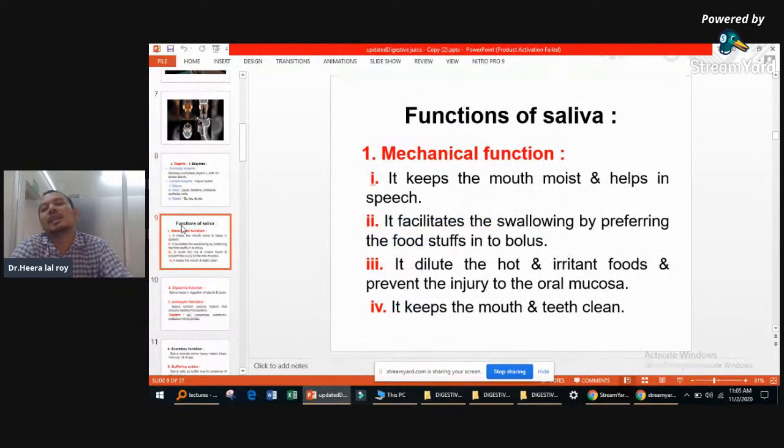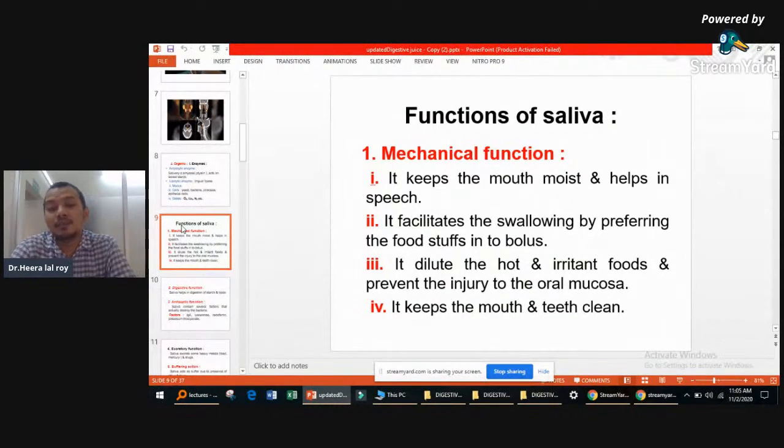Now come to the functions of the saliva. At first in the lecture, I said that it has some mechanical functions. It makes our oral cavity moist and wet, and that is actually the first mechanical function. Because you see, I've drunk some water, because when we talk, when we speak, our oral cavity becomes dry, and this saliva helps to moisten it, and helps in speech. It also facilitates swallowing of the foodstuff, because just imagine you take food and there is no saliva in your mouth, it will be very hard to swallow. So it also facilitates swallowing the foodstuff.